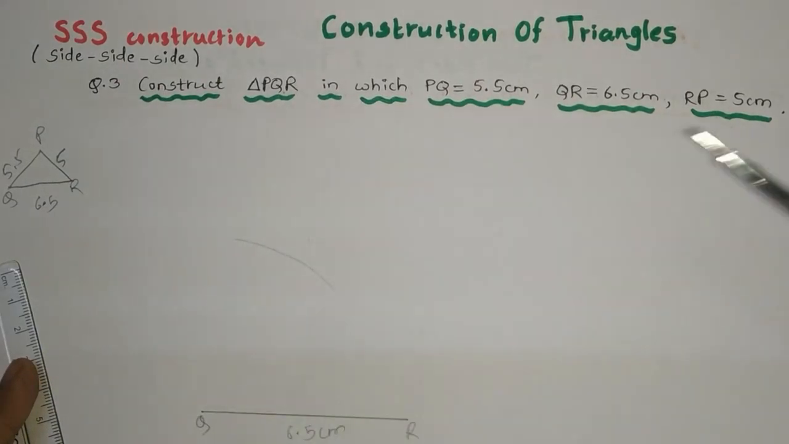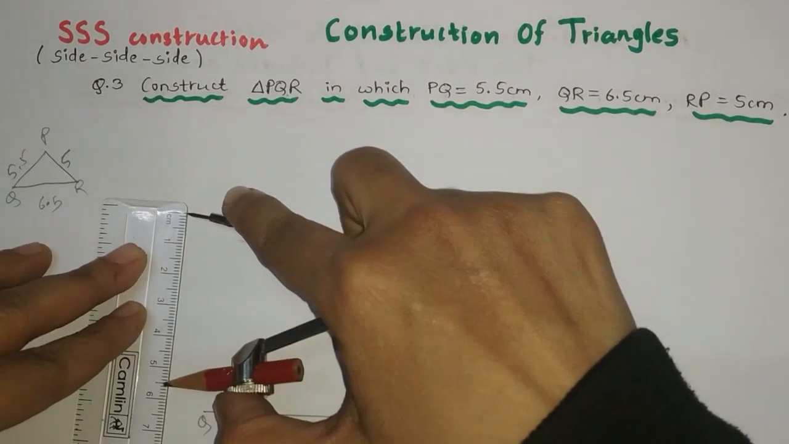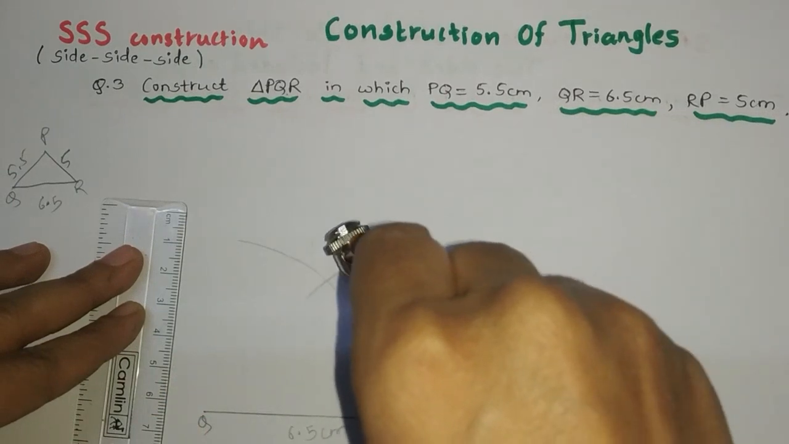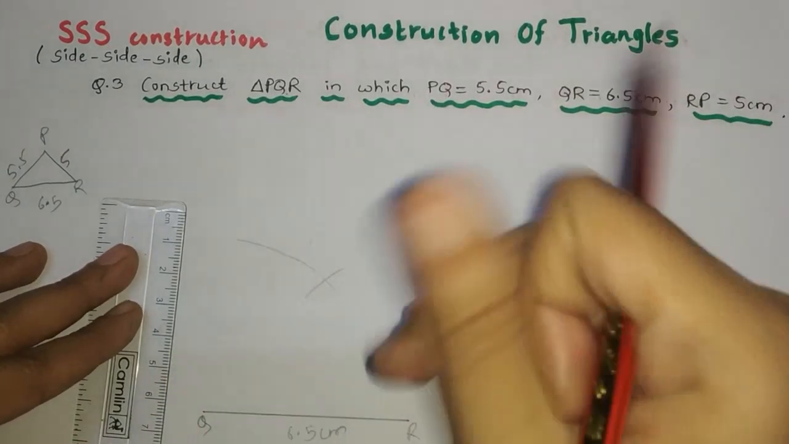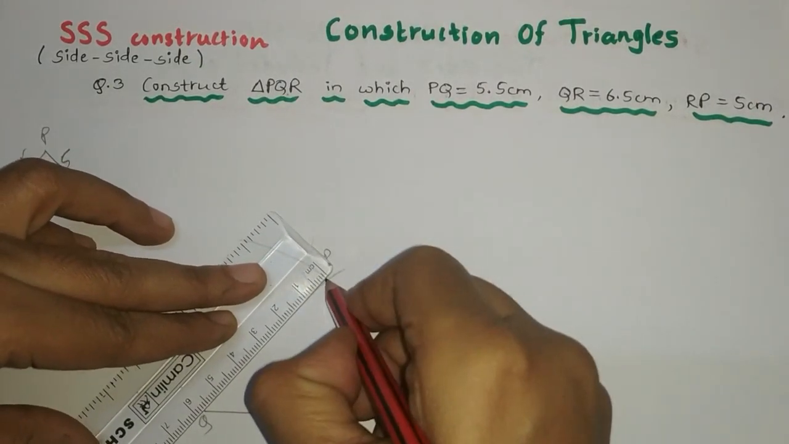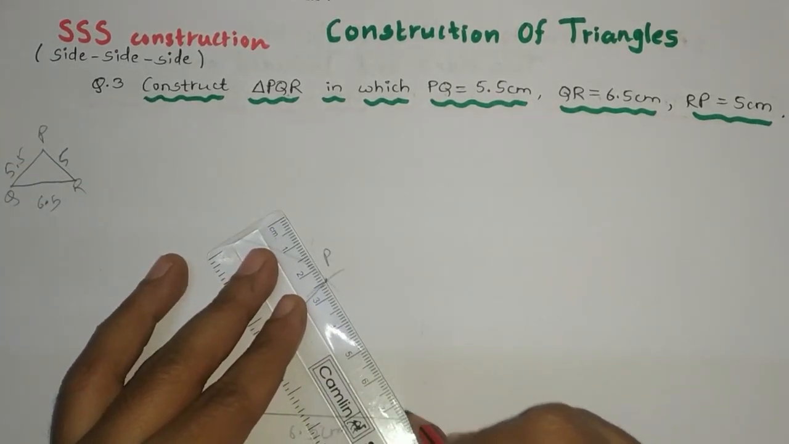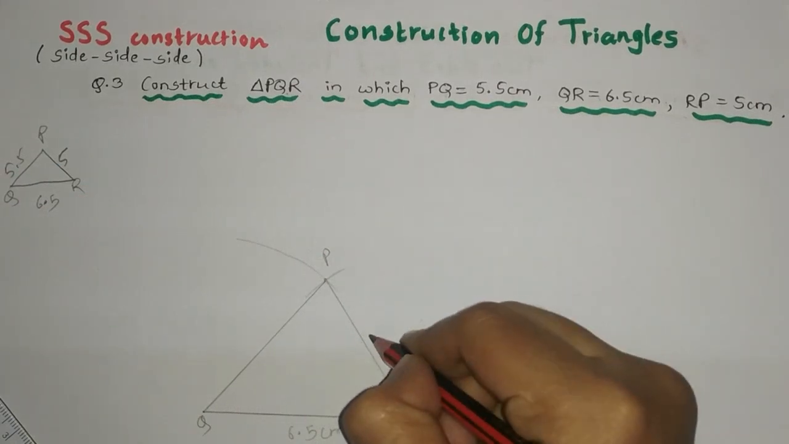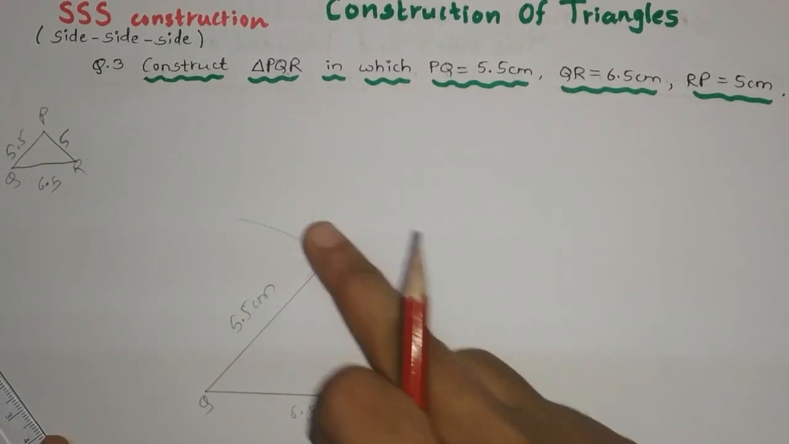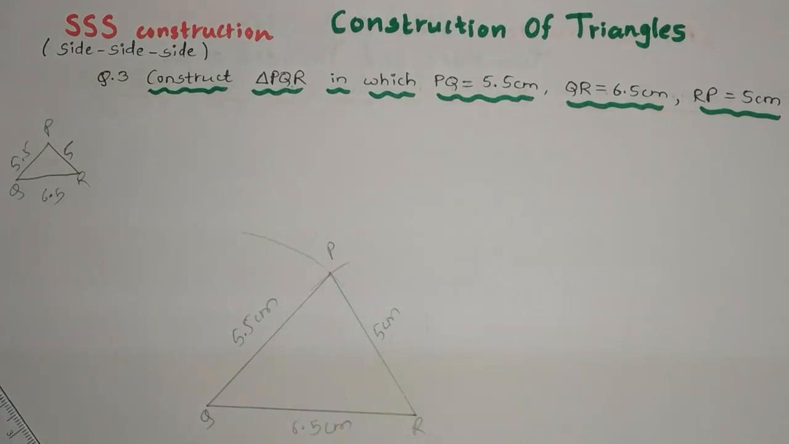So this is one arc. Now from R to P we want a distance of 5 centimeters. So just take 5, and with R as center, cut this arc. The intersection which you got here is nothing but P. Join this PQ. Join this PR. Now write down here PR is 5 centimeter and PQ is 5.5 centimeter. So our triangle PQR is ready, which is very simple by using SSS construction.